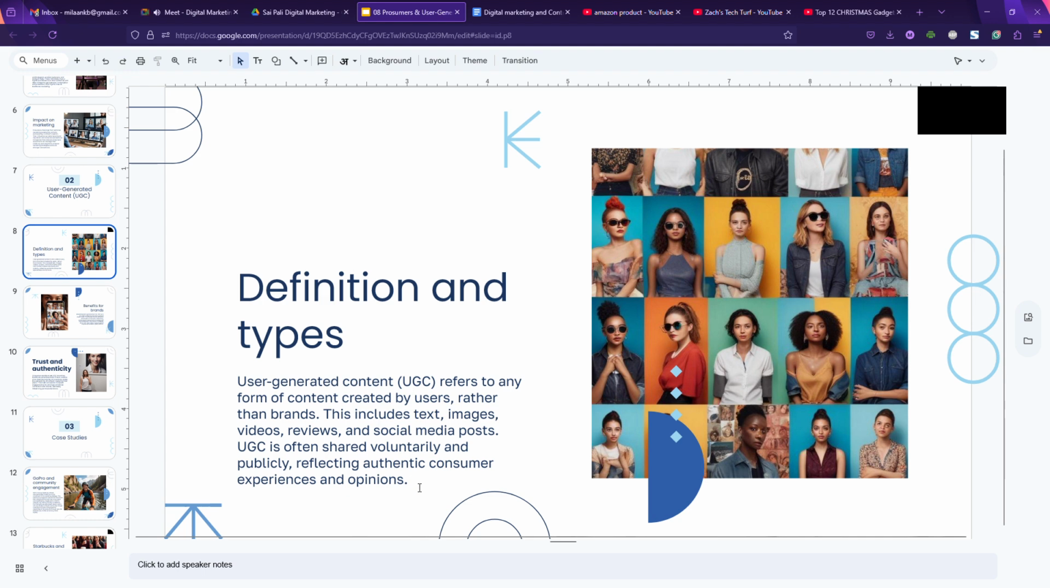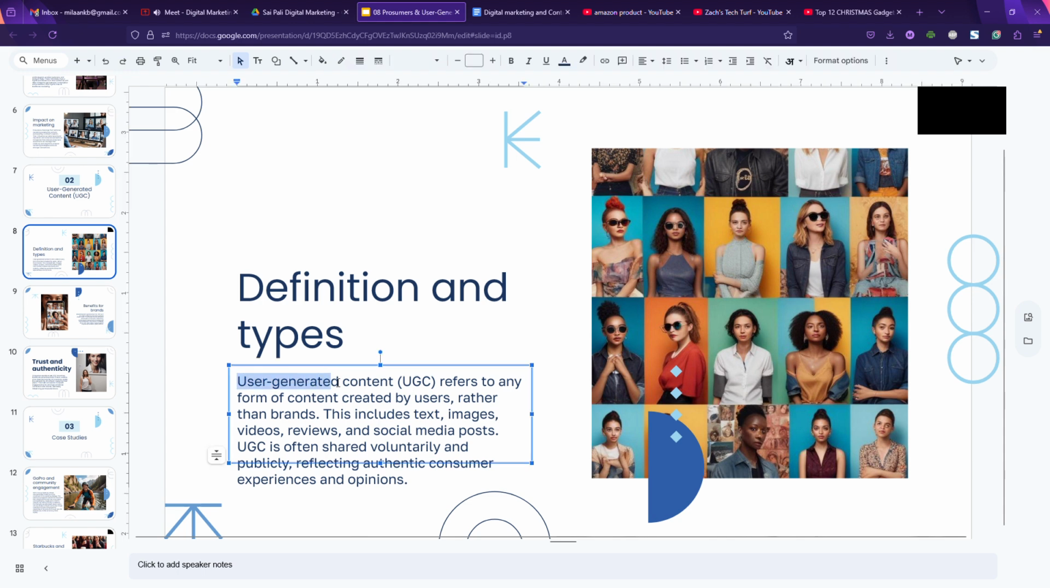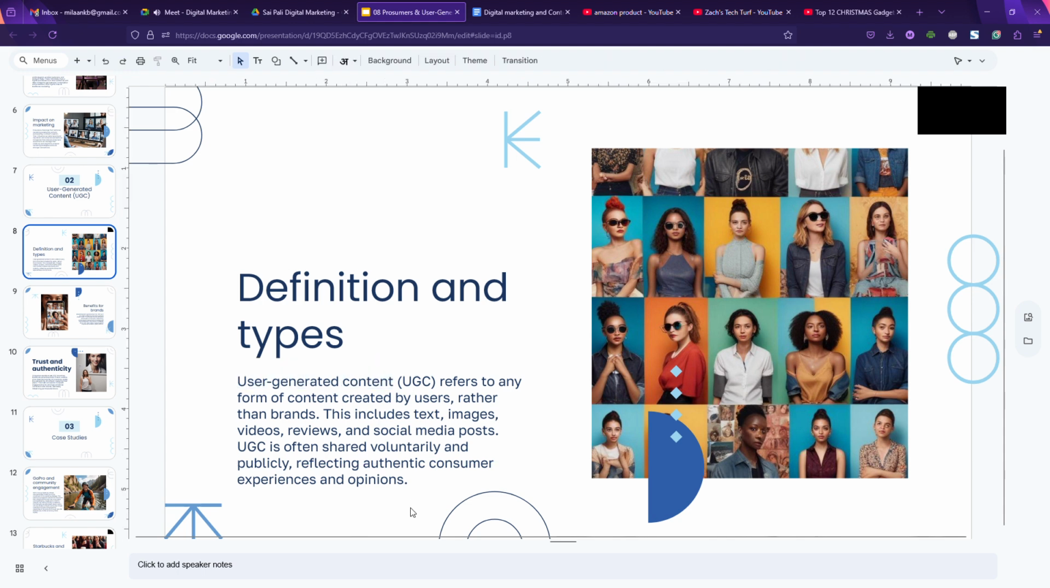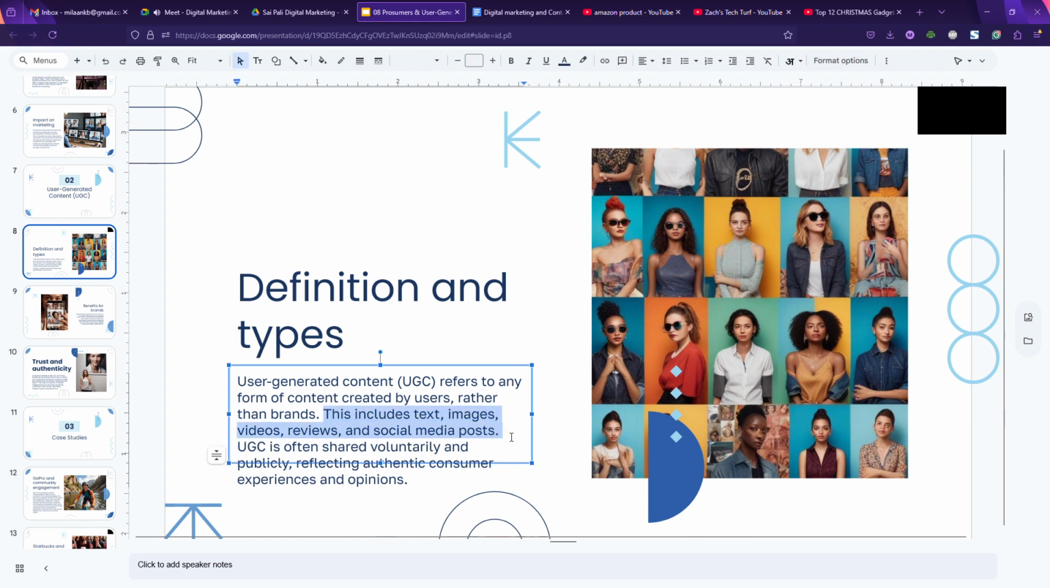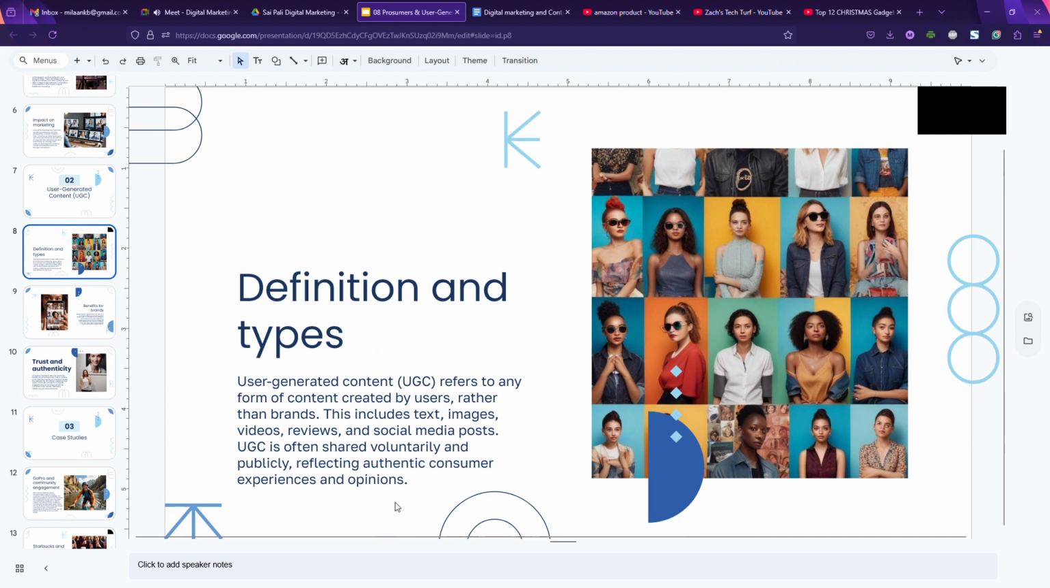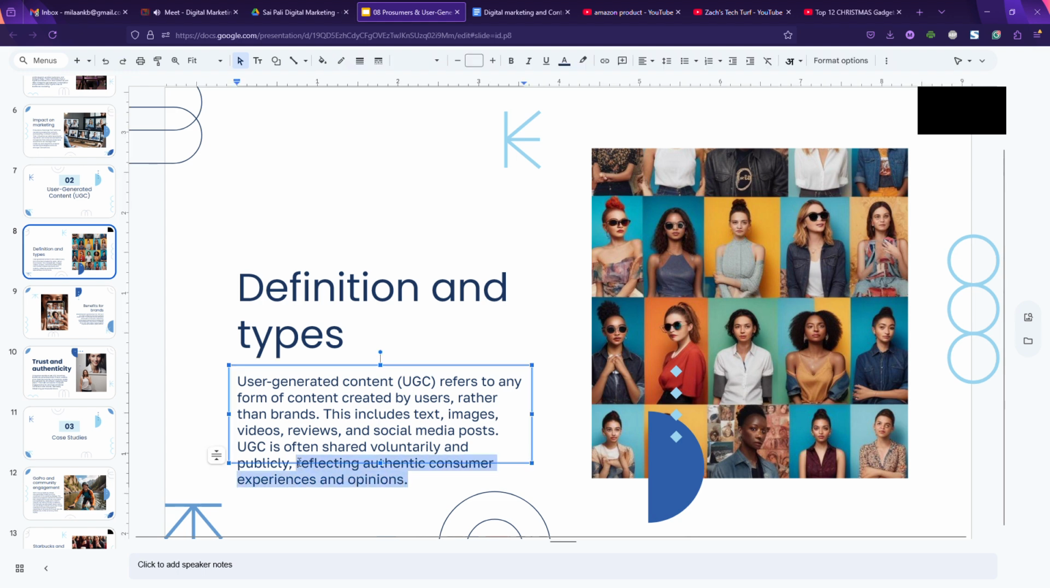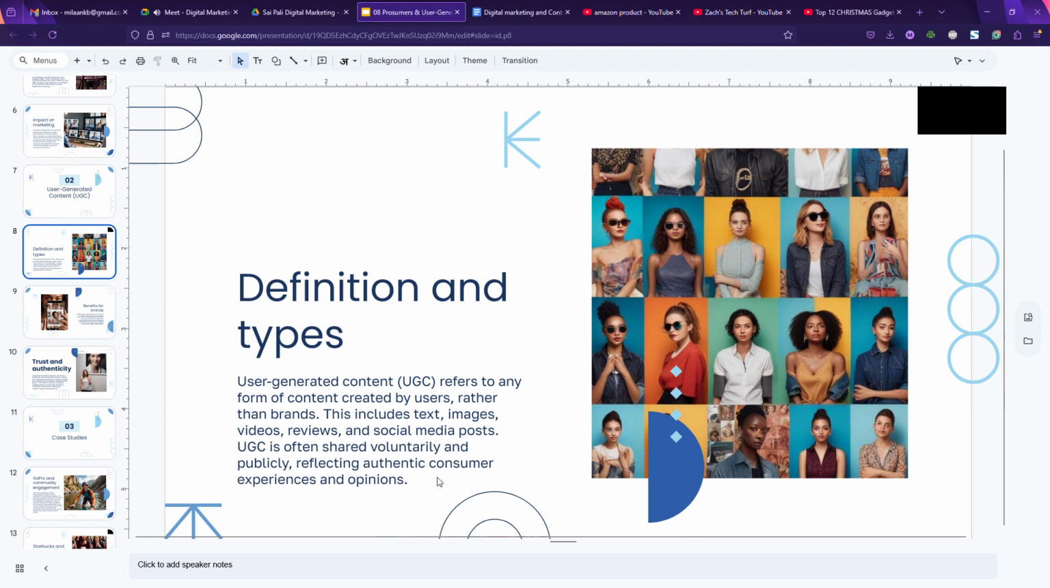We're talking about the video or the graphics when we're talking about user generated content. Also, maybe the blog, maybe the text, the lines, and all those. So this includes text, images, videos, reviews, social media posts. UGC is often shared voluntarily and publicly, reflecting authentic consumer experiences and opinions, which is earned media type.